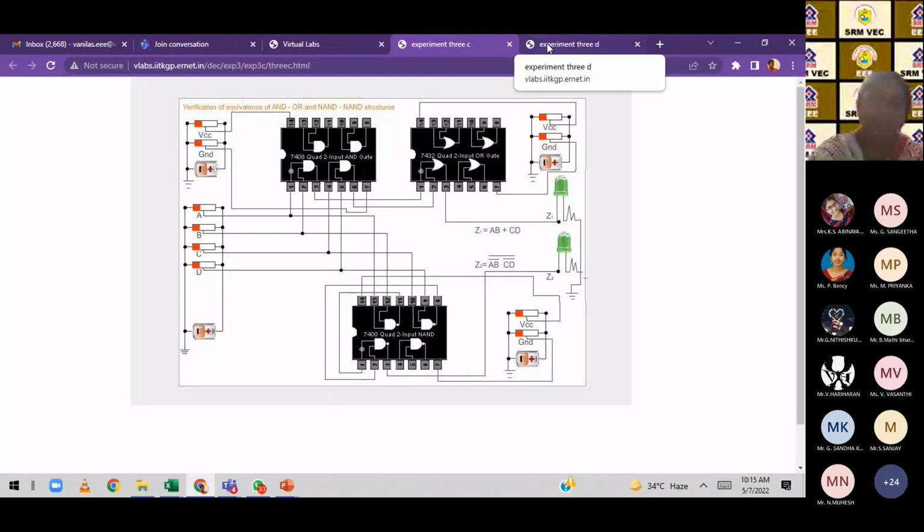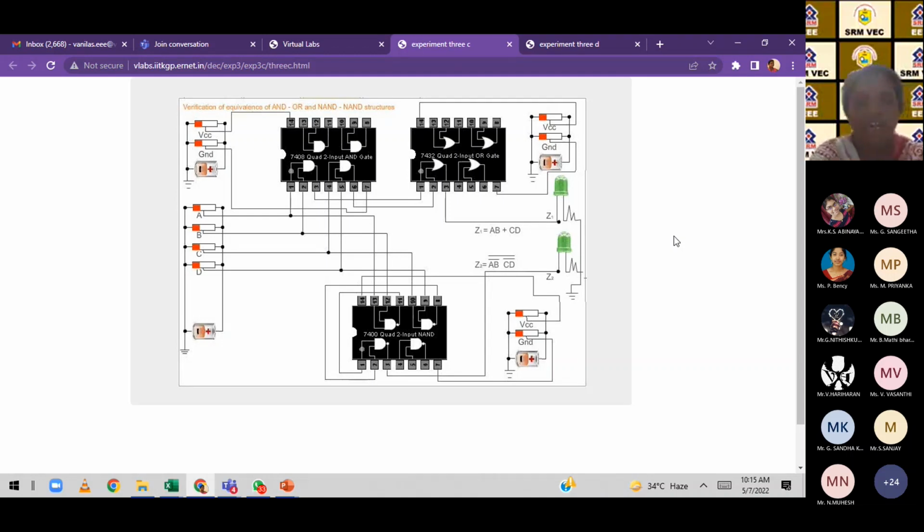So this is the next one, the verification of equivalence of AND-OR and NAND-NAND. This is also taken from Virtual Labs of IIT. You can see the website. See, not only for this lab, many analog electronics labs are also included here, so you can do your experiments using that.